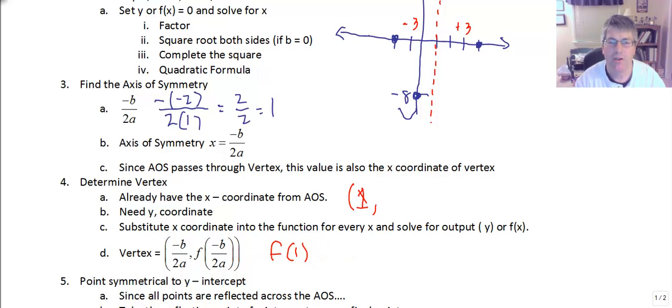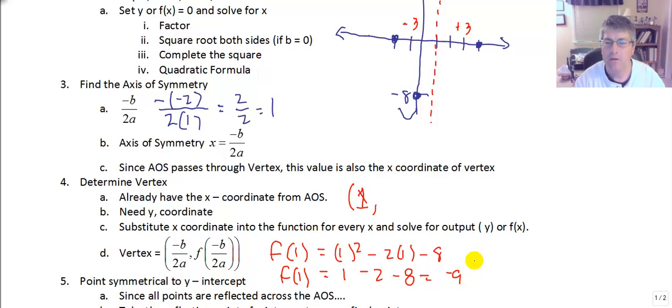So in my function, I'll substitute f of 1, and I get 1 squared minus 2 times 1 minus 8. So I get 1 minus 2 minus 8. So my output, when I input 1, I output negative 9. So my vertex is at 1, negative 9. So it's going to be right there, my vertex.